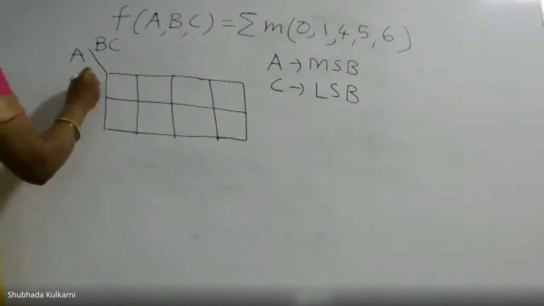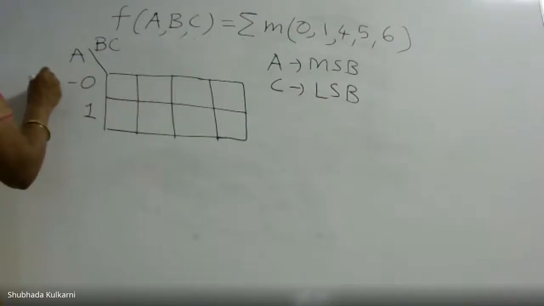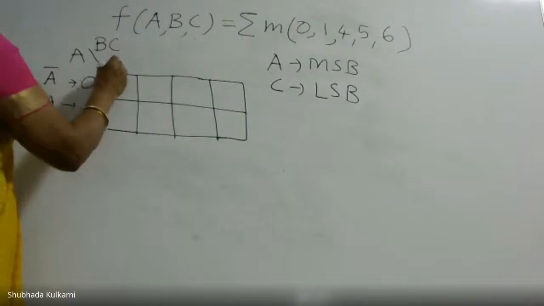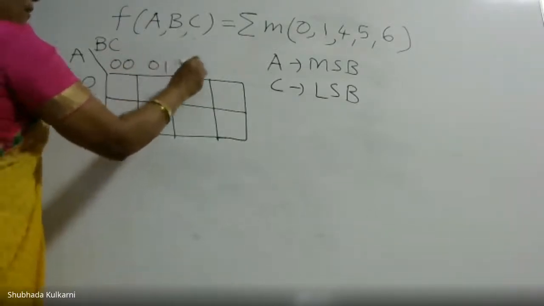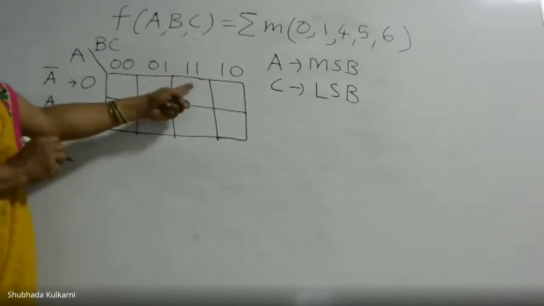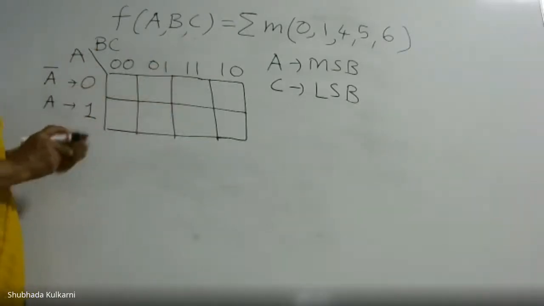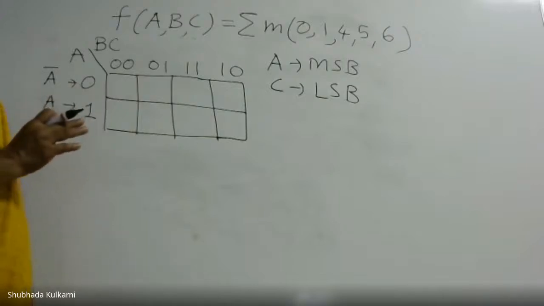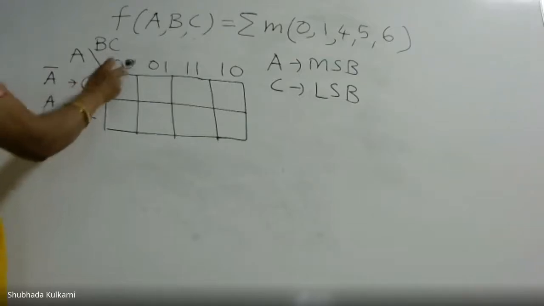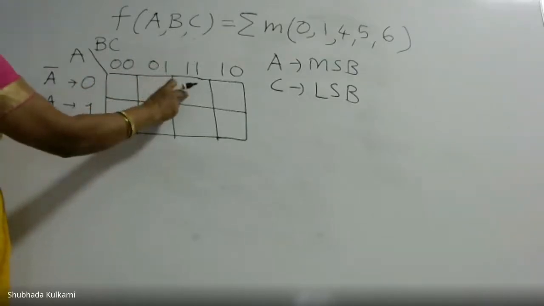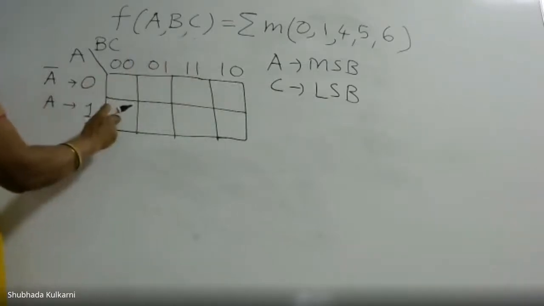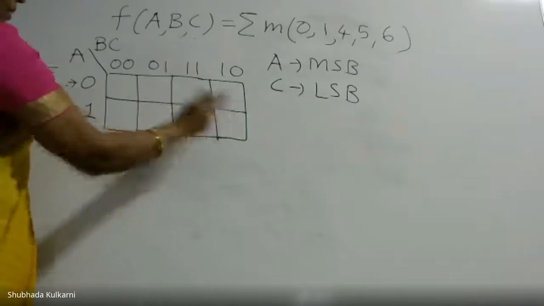Now again, the first position 0, 1. So the variable values A bar and A this side. This side 0, 0, 0, 1, 1, 1, 1, 0. This told that when it goes from one column to another or one row to another, only one variable should change its value. And because of this, we have done it. Now this cell 0, 0 is M0, M1, M3, M2; next row, M4 because it is 1, 0, 0: M4, M5, M7, M6.